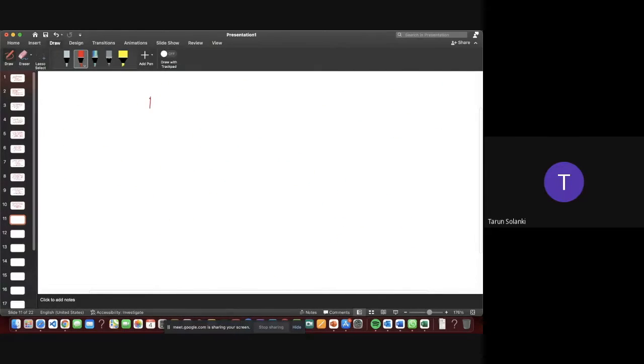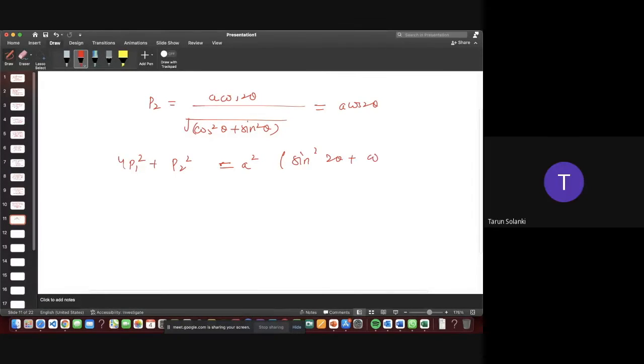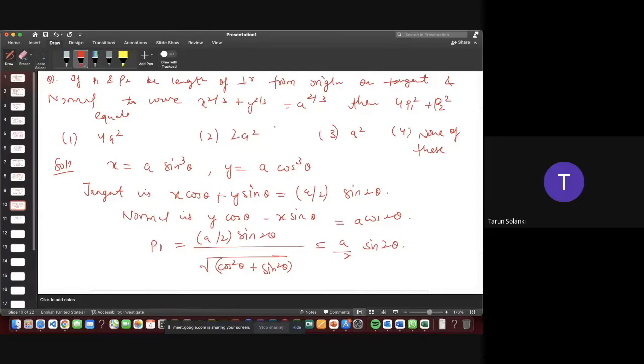Similarly, if we move to the P2 term, it is a cos 2 theta over the square root of cos square theta plus sine square theta, which is a cos 2 theta. So similarly, P1 square plus P2 square gives a square times sine 2 theta plus cos square 2 theta, right? So solving this, it is one, and you will get your answer as a square. So that means the third option is the correct option. So you need to copy.